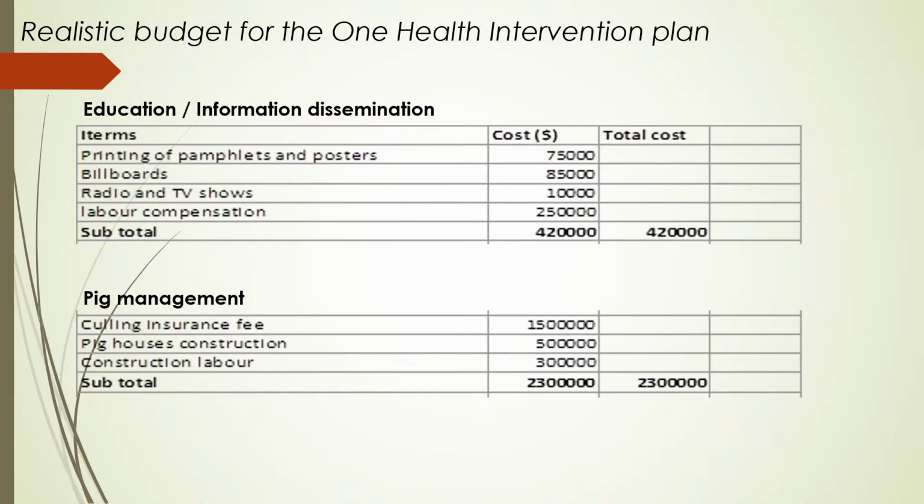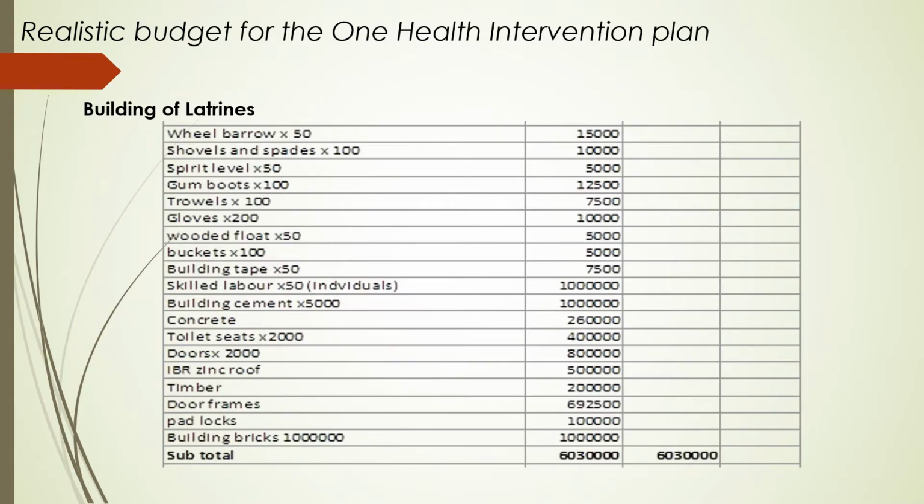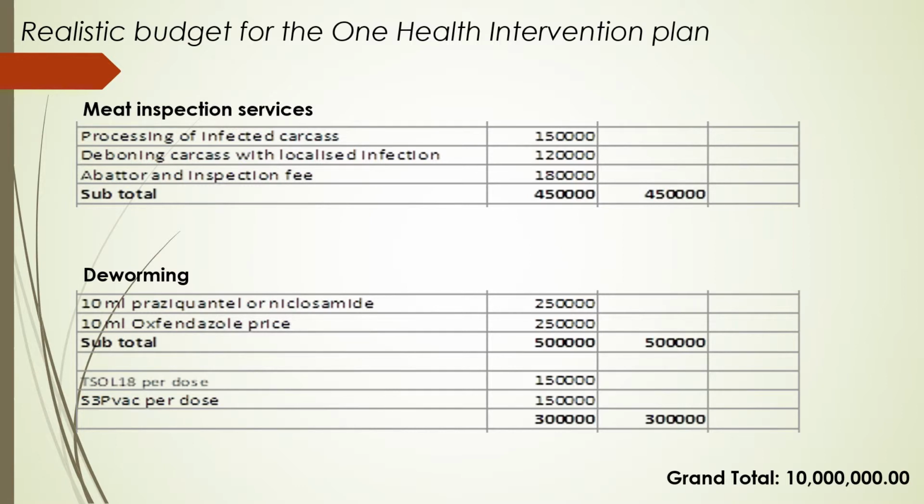For the budget, we had about 10 million US dollars, which was distributed on education and information dissemination, pig management, building of latrines, meat inspection services, and lastly, the deworming. All the 10 million US dollars was used and divided accordingly.